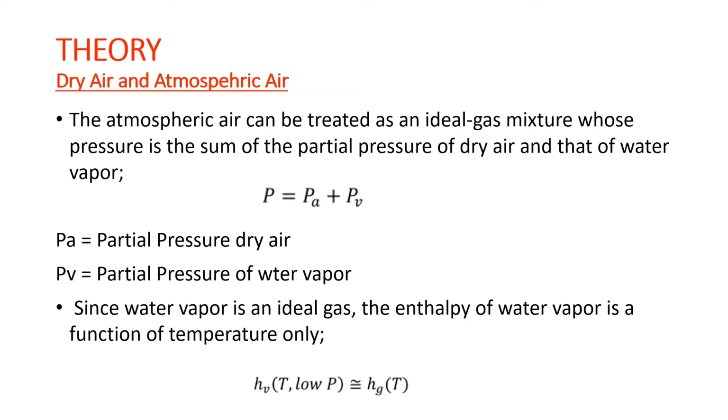Since the partial pressure of water vapor is very low, it is very convenient to also treat the water vapor in the air as an ideal gas with negligible error, under 0.2%, even when it is a saturated vapor. Therefore, water vapor in air behaves as if it existed alone and obeys the ideal gas relation. Then the atmospheric air can be treated as an ideal gas mixture whose pressure is the sum of the partial pressure of dry air and that of water vapor with this formula.